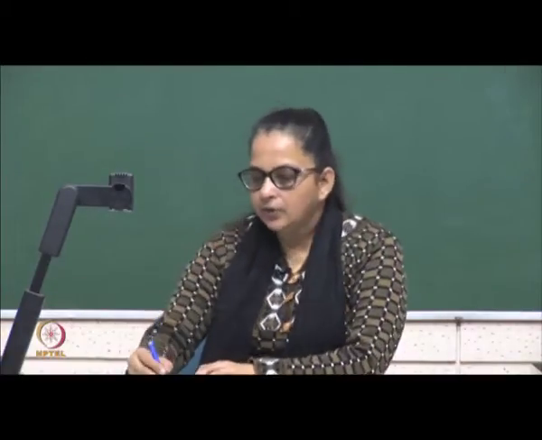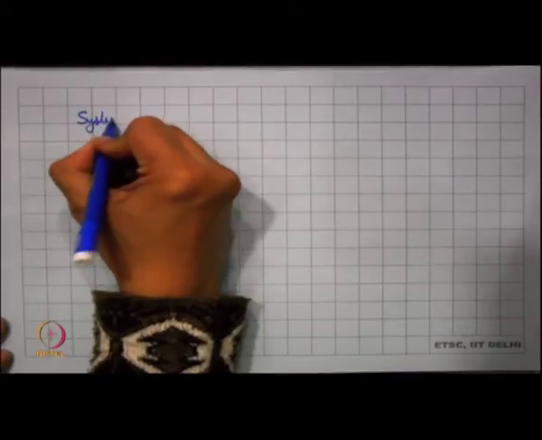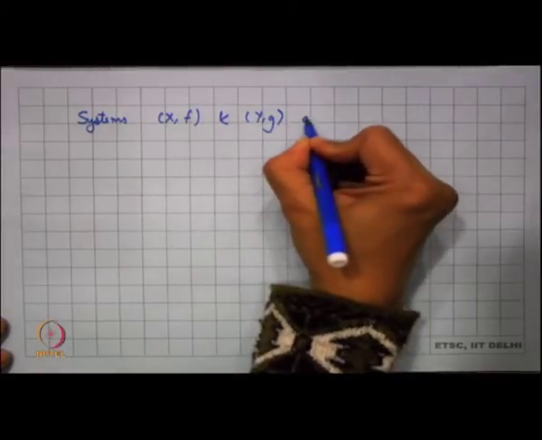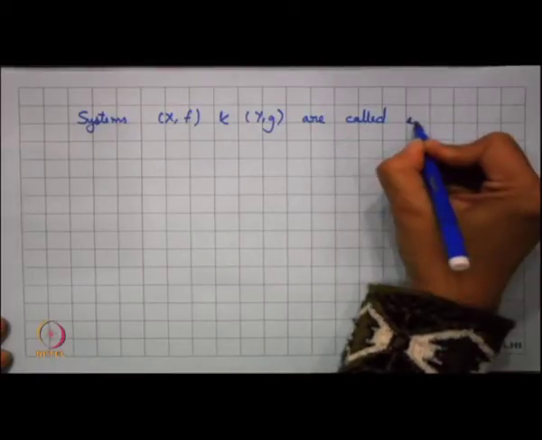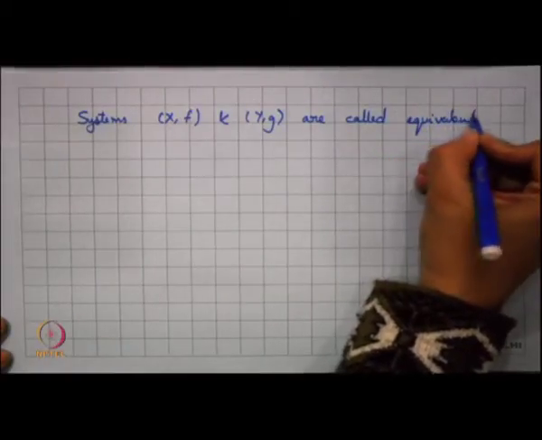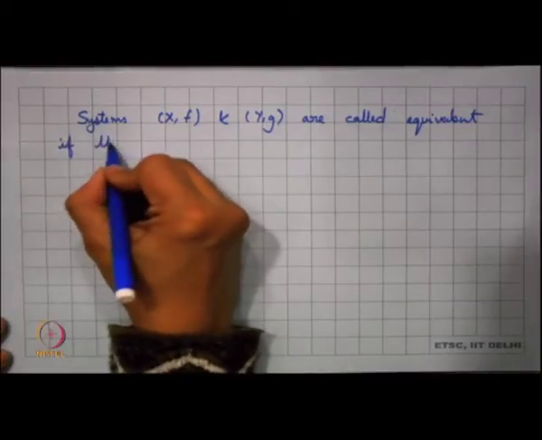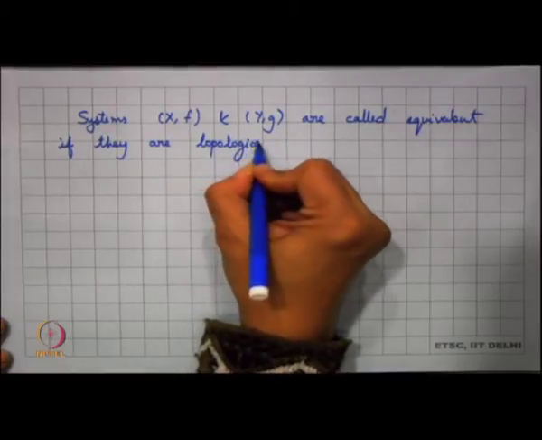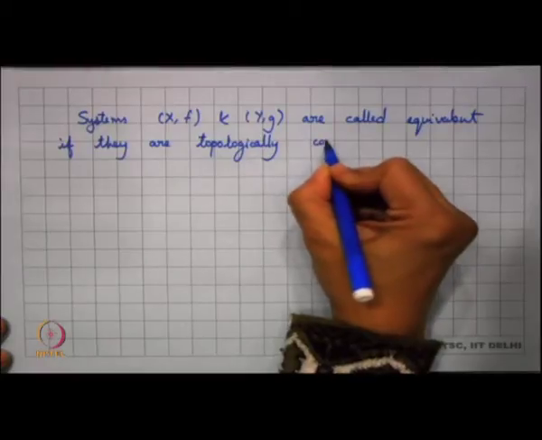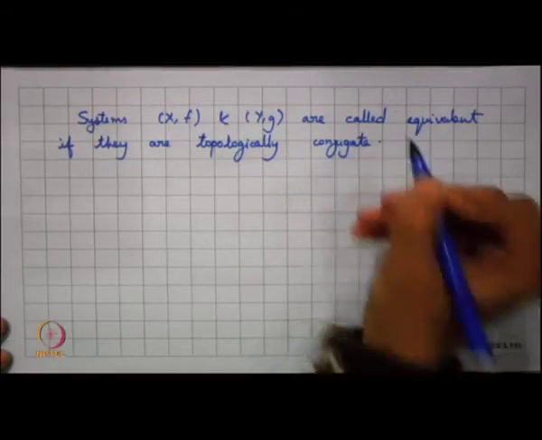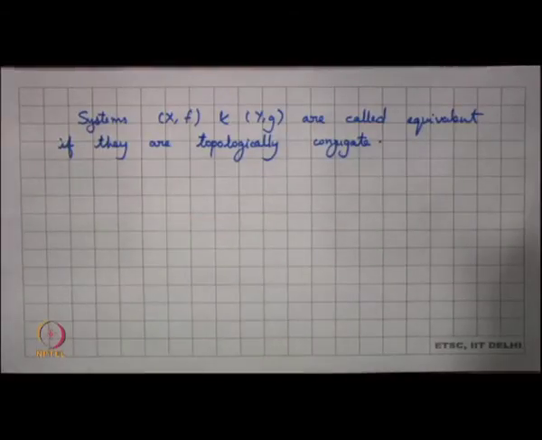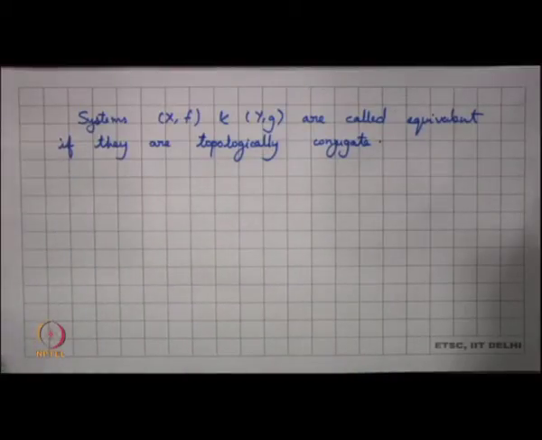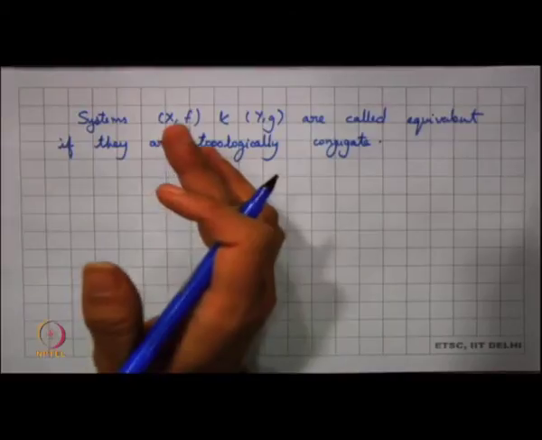So, let us write it down. The systems (X, f) and (Y, g) are called equivalent if they are topologically conjugate. This can be thought of as something like a homeomorphism between two dynamical systems, right. So, basically this is a morphism. Conjugacy is nothing but a morphism between two systems.